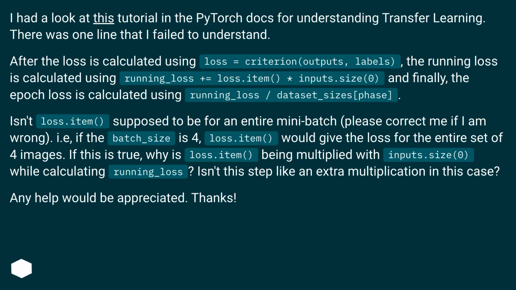Please correct me if I am wrong. I.e., if the batch_size is 4, loss.item would give the loss for the entire set of 4 images. If this is true, why is loss.item being multiplied with inputs.size(0) while calculating running_loss? Isn't this step like an extra multiplication in this case? Any help would be appreciated. Thanks.